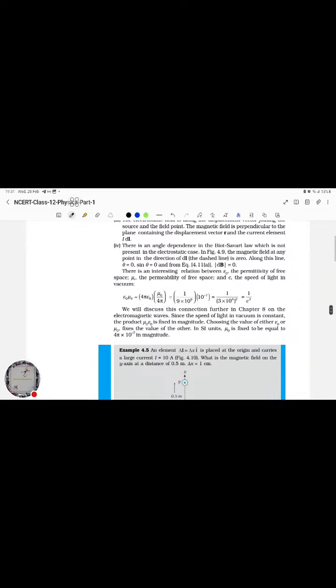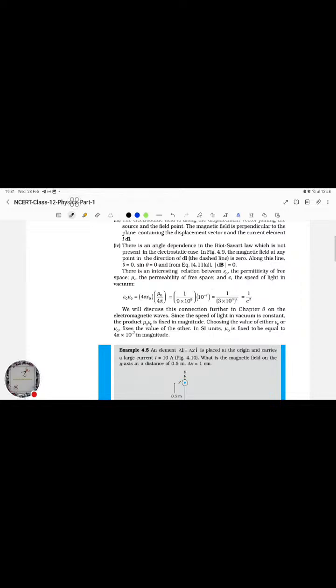There is an angle dependence in the Biot-Savart law which is not present in the electrostatic case. And the magnetic field at any point in the direction of dl is 0. As we have seen, the direction dependence is about sine theta, which means that we will obviously have no force because the angle dependence is 0. Along this line theta is 0, sin theta is 0, so obviously the magnitude of the magnetic field also turns out to be 0.